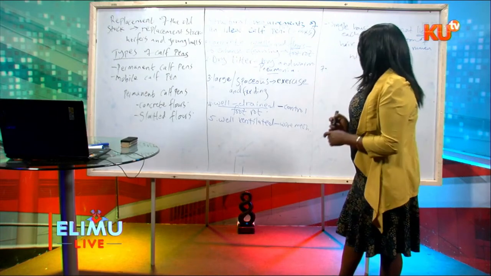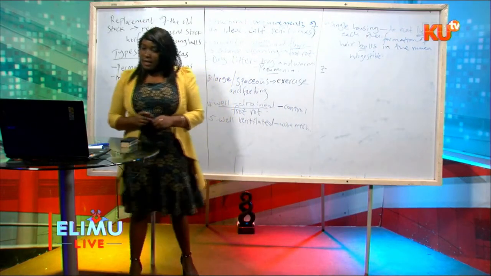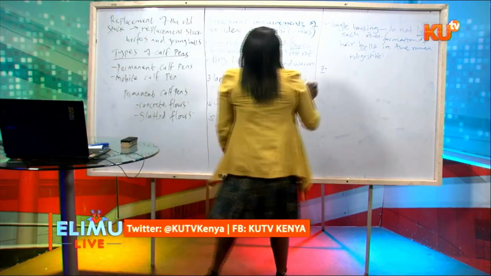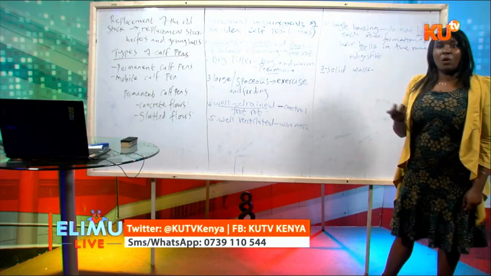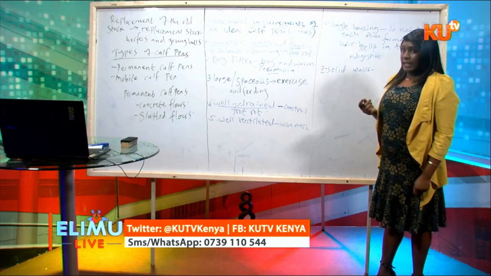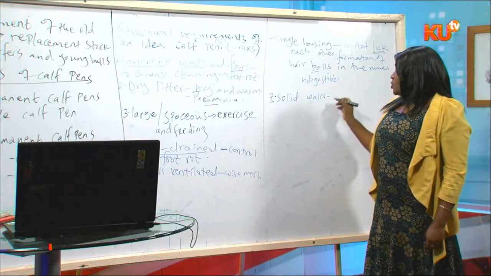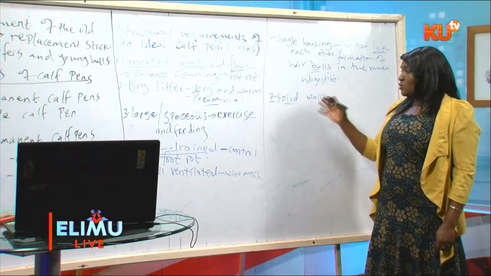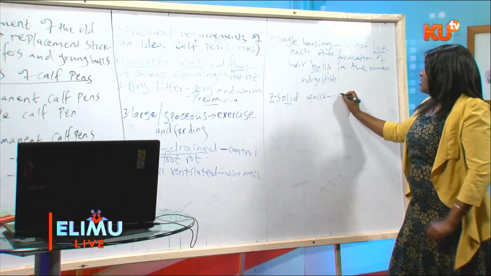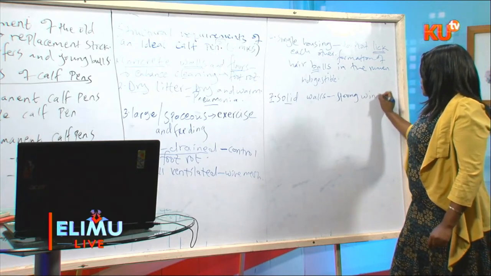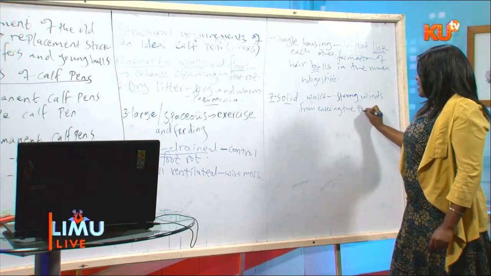Yeah, so point number seven involves the idea of solid walls. When you're constructing a calf pen, ensure that the walls are solid, especially at the side where there's a lot of strong wind coming from. These solid walls prevent strong winds from entering the pens.